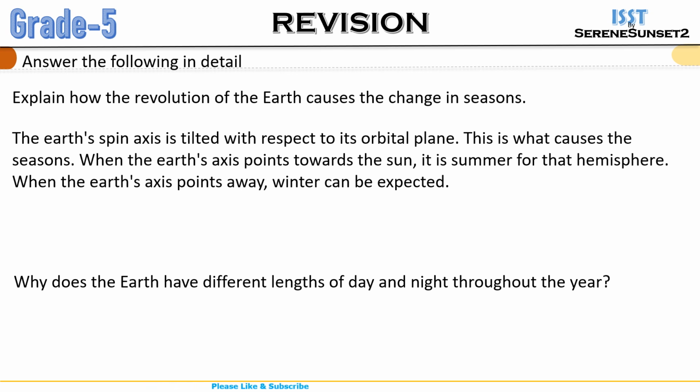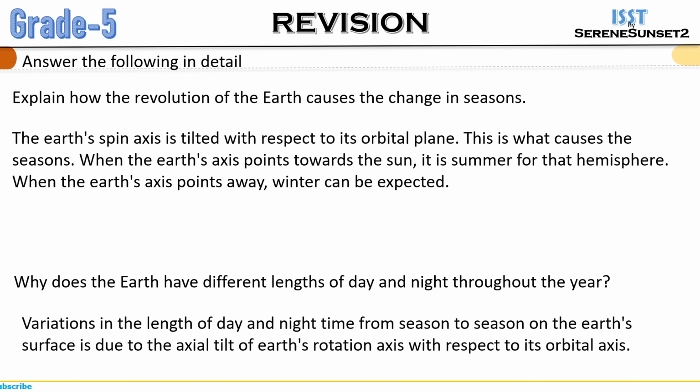Why does the Earth have different lengths of day and night throughout the year? Answer: variations in the length of day and night time from season to season on the Earth's surface, due to the axial tilt of Earth's rotation axis with respect to its orbital axis.